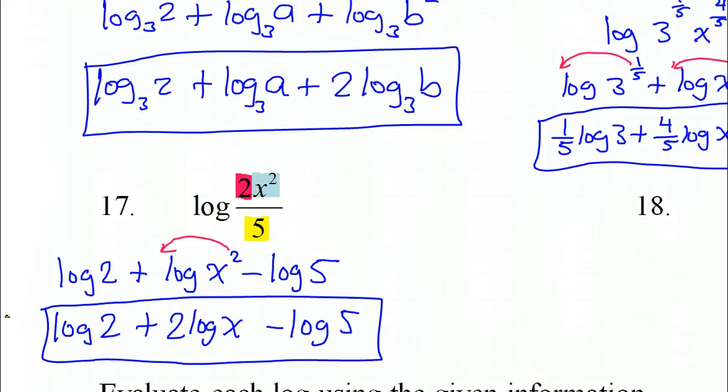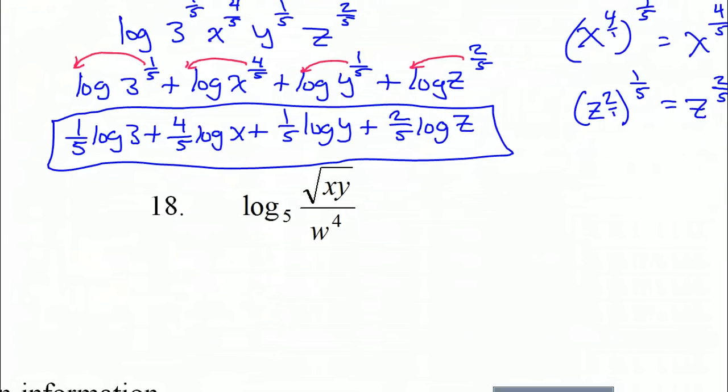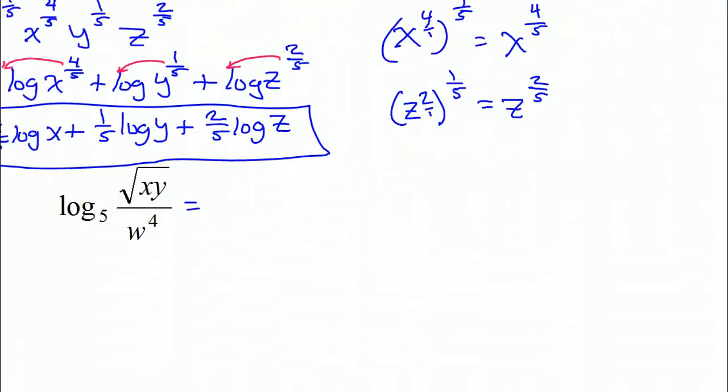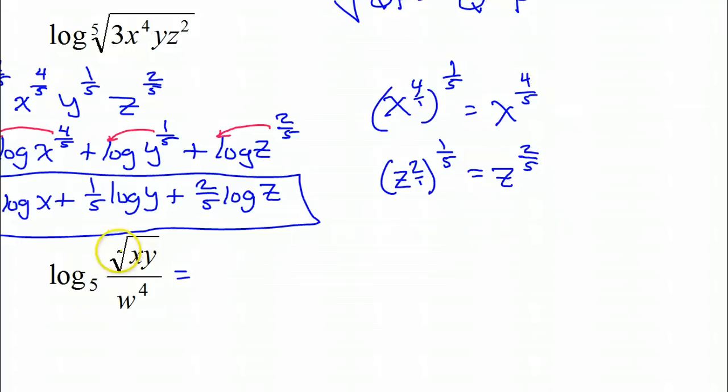Okay, now this one, again, that's square root, just like when I had the 1/5, the fifth root, and I had to do the 1/5 power on everything inside. The square root is like the 1/2 power. So this will be the same thing as having log base 5 of x to the 1/2 power, y to the 1/2 power, over w to the 4th power.